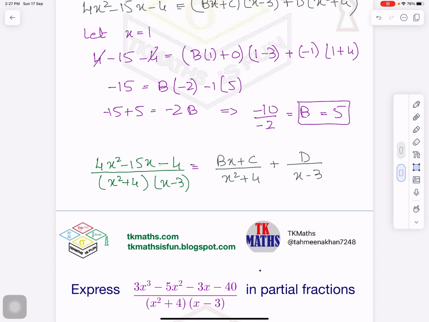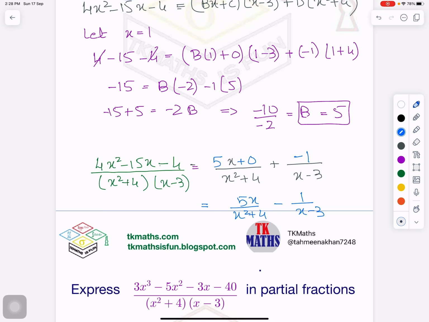Okay, so now my b is 5. So here I will write 5. C is 0. I will leave it. And d is minus 1. So now this will be 5x. Okay. And here I can write 0. And this is actually minus 1. So the final form of the partial fraction will be, for this part only, 5x upon x square plus 4 minus 1 upon x minus 3.